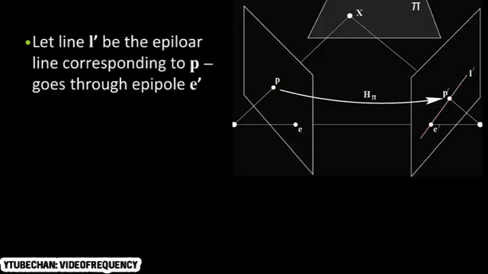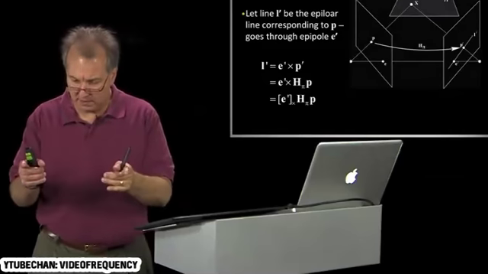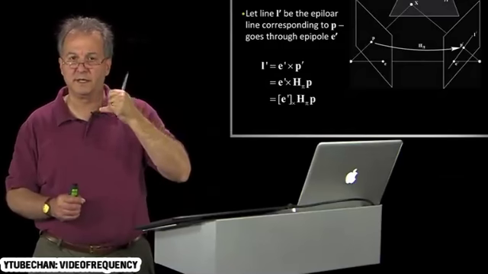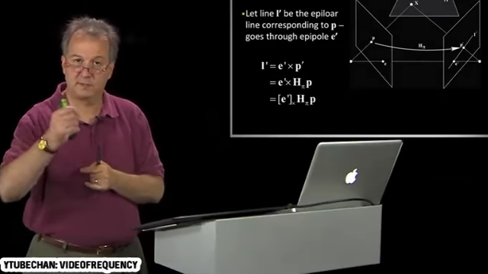L is that epipolar line. So how do I find this line? Well, remember, this is a line that goes between 2 points. If you remember, in projective geometry, if I have 2 points and I want to find the line that goes through them, I just take the cross product. That was one of the cool things about projective geometry. You give me 2 points, take the cross product, you get the line. Give me two lines, take the cross product, you get the point that's the intersection between them.